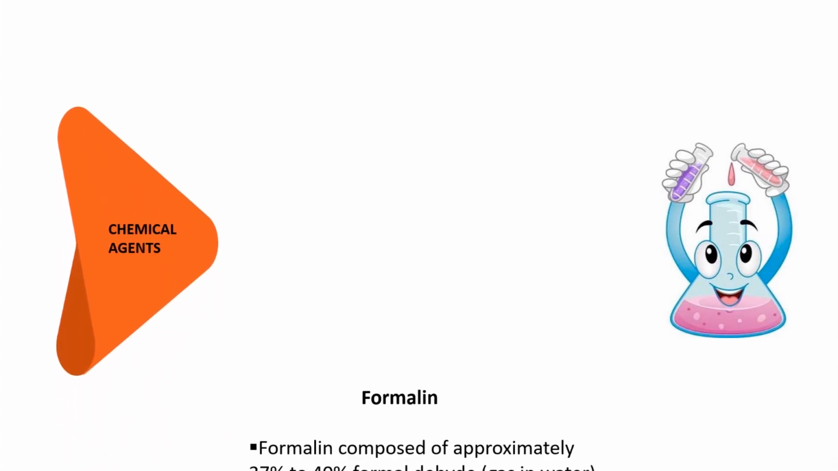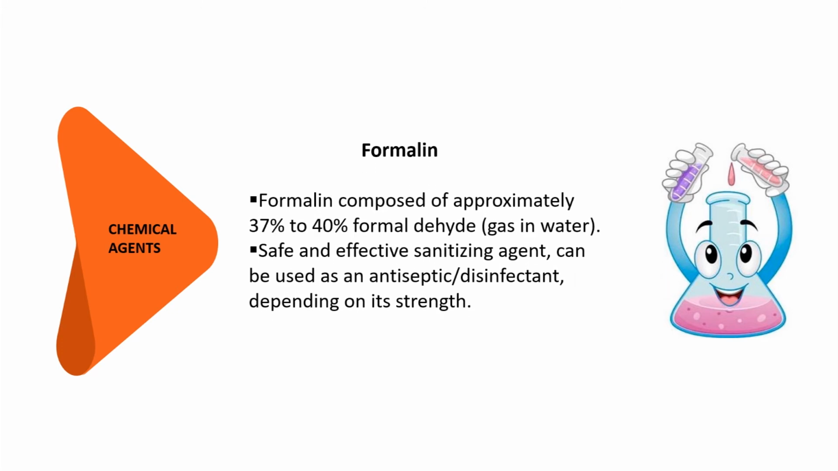The third chemical agent consists of formalin. Formalin is composed of approximately 37% to 40% formaldehyde, which is a gas in water. A safe and effective sanitizing agent, it can be used as an antiseptic or disinfectant, depending on its strength.